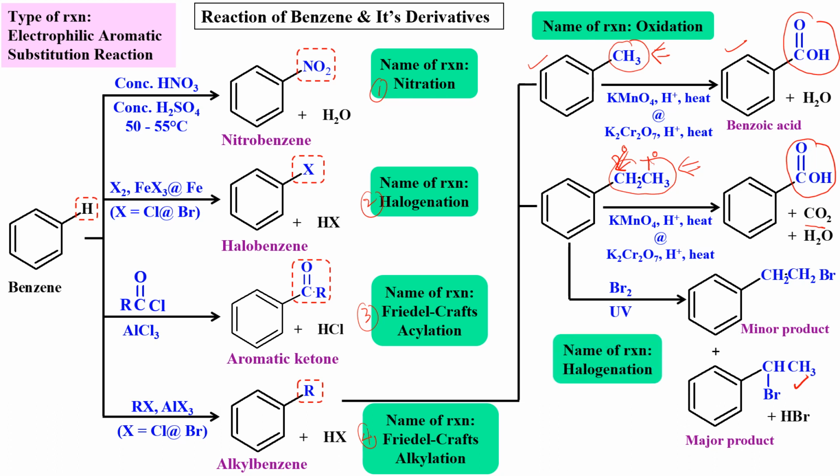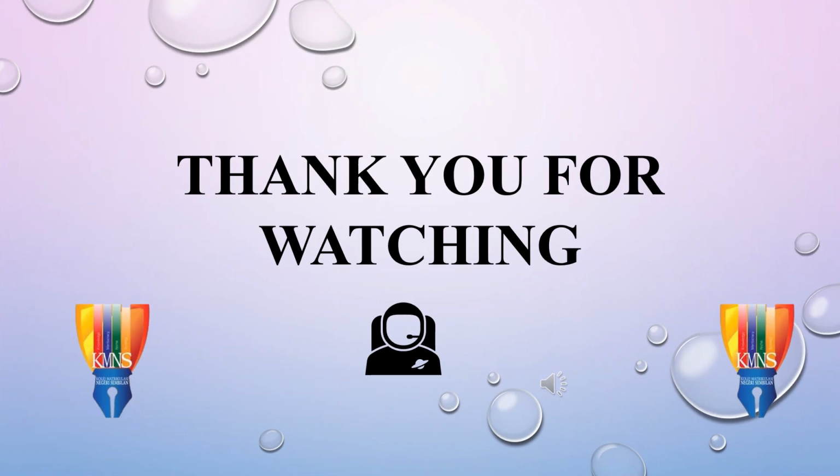So this is a reaction involving the side chains. The name of the reaction is halogenation. If bromine is used, it is bromination. If chlorine is used, chlorination. The third type is free radical substitution. So these are the reactions of benzene and its derivatives. Thank you for watching.